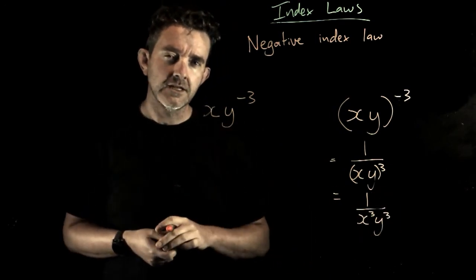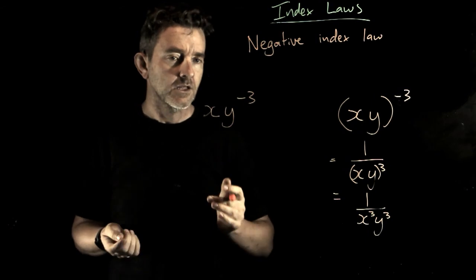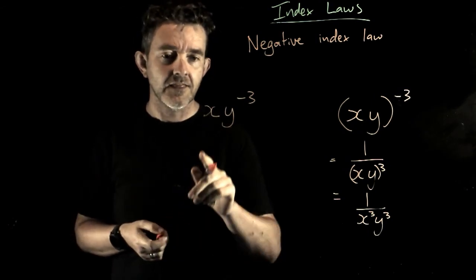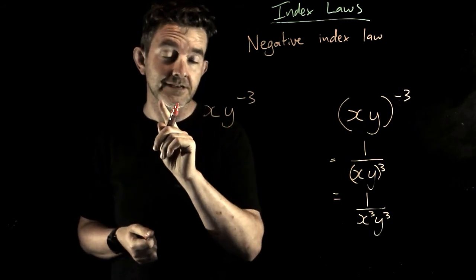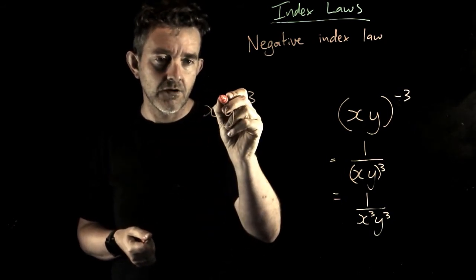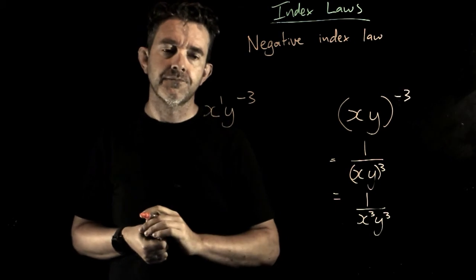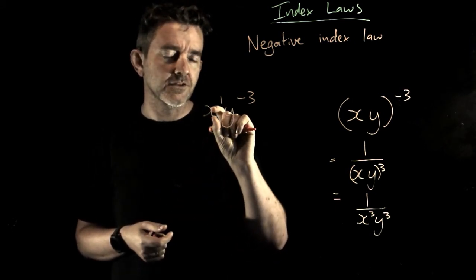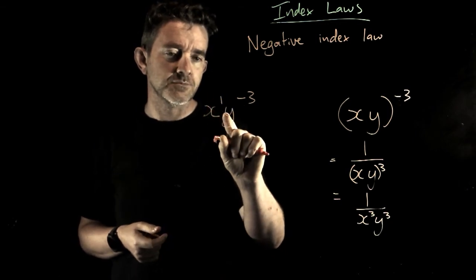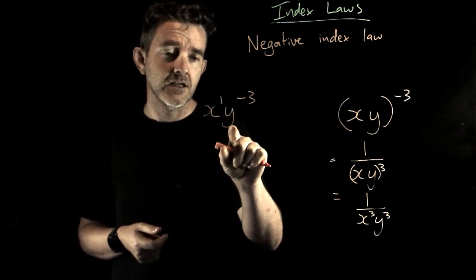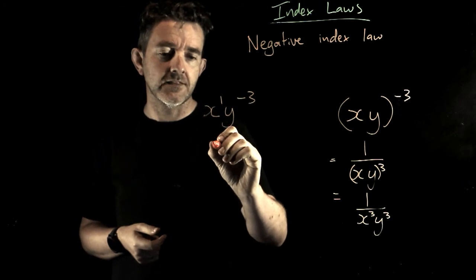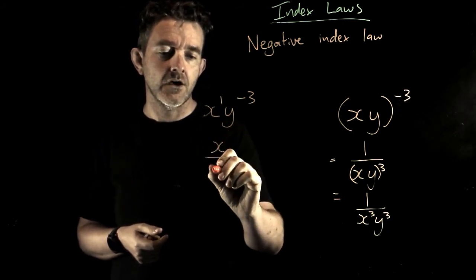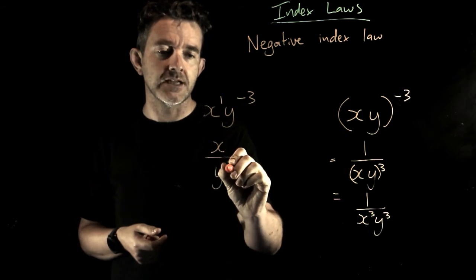But what about this one here? There's no bracket. So what does that -3 apply to? It doesn't apply to that x. That x is just a single solitary x to the power of 1. That y is to the power of -3. So when it comes time to put that to a positive power, I'm going to rewrite this like this: x over y to the power of 3.